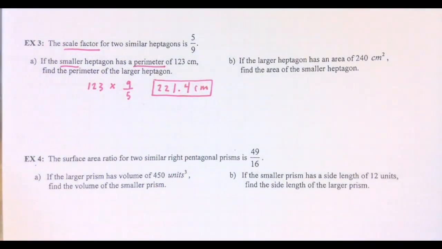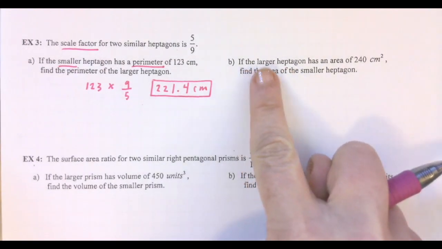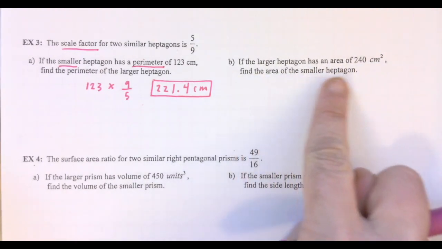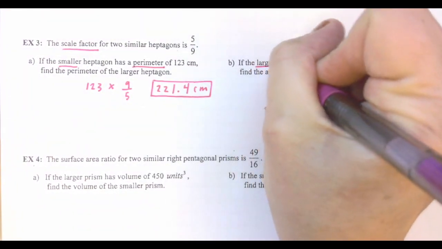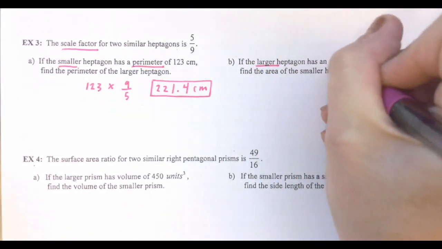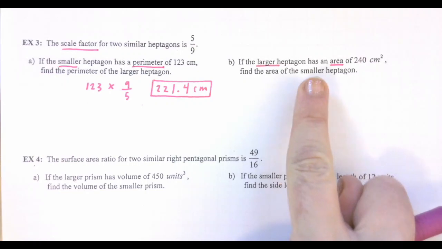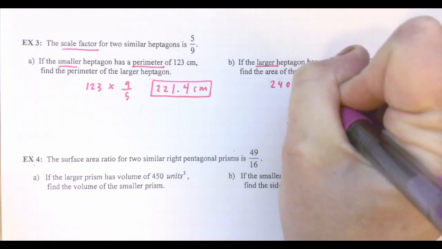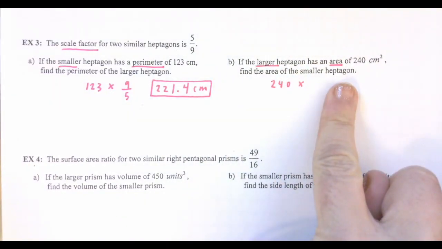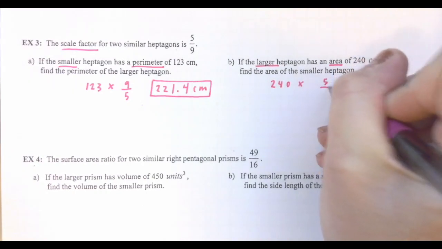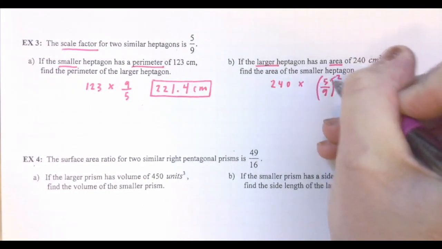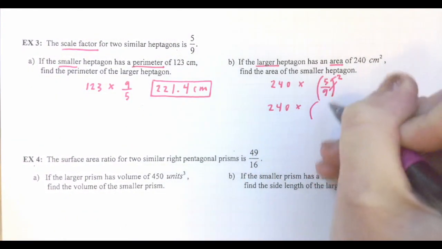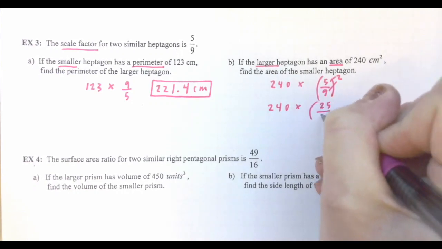Okay, so then here we're looking at if the larger heptagon has an area of 240 centimeters squared, find the area of the smaller heptagon. So here I'm talking about the larger shape with this area, and I want to look at the smaller shape. I want to shrink it down. So I start with the 240, and I want to use the area ratio that's going to shrink it. So if I want to shrink it, then I'm looking at the 5/9, but as a quantity squared. So really I'm looking at 240 times 25 over 81.